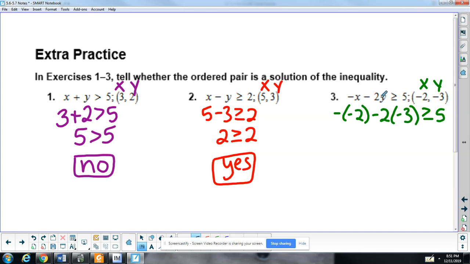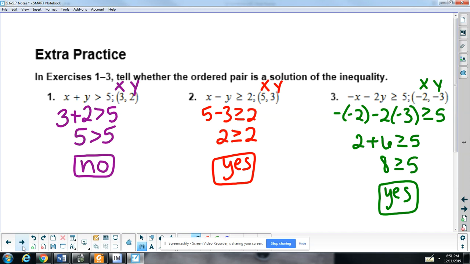All I did was replace the y. That -2 stayed the same. So -2 times negative gives me a +2. -2 times a -3 gives me a +6. Now is that greater than or equal to 5? So 2 plus 6 gives me 8. 8 is greater than 5. So yes, this is a solution.